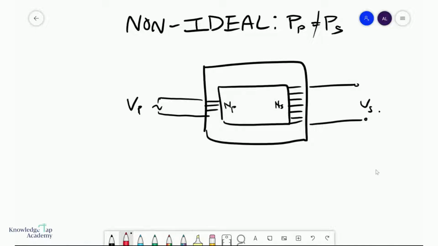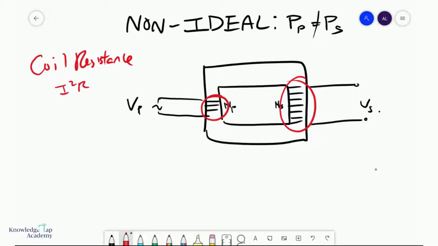Well, there are essentially three main sources of power loss. Number one, coil resistance. One of the most difficult things to avoid is the fact that these transformer coils over here are especially thick, and therefore they have significant resistance. And of course, if there's resistance, you will dissipate heat, I squared R, in these coils, and that is one source of power loss.